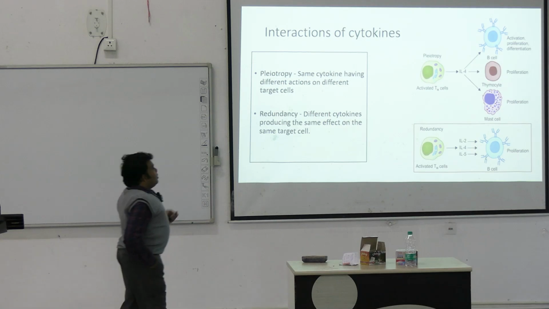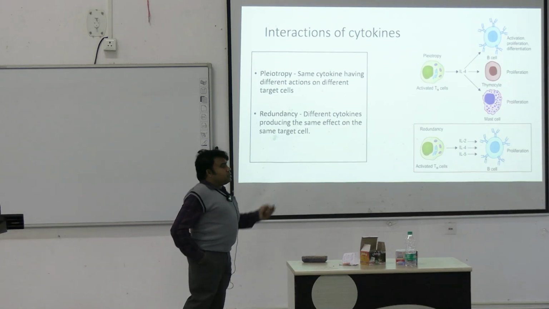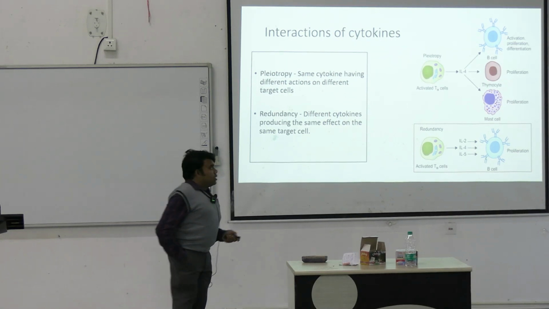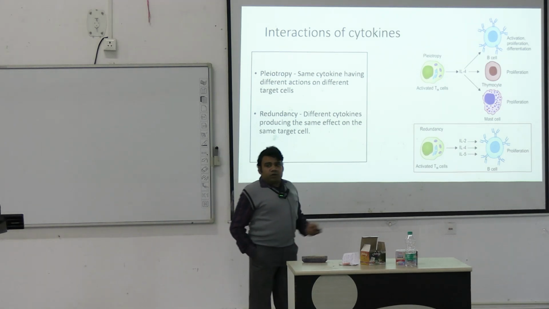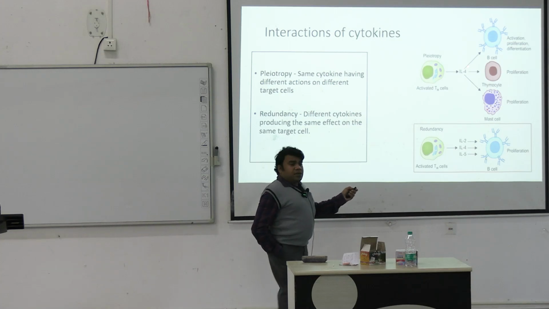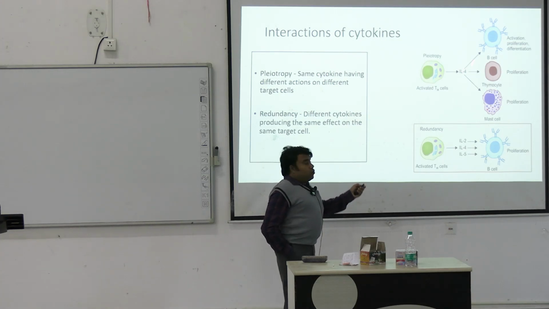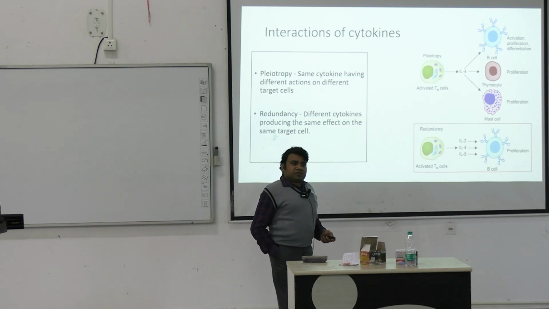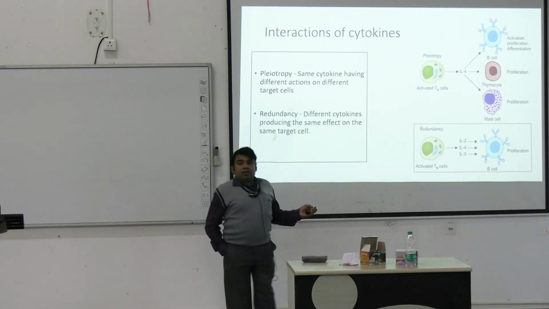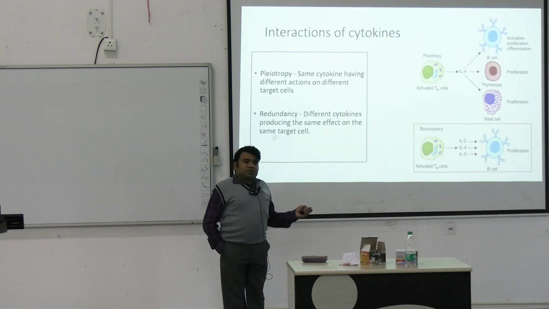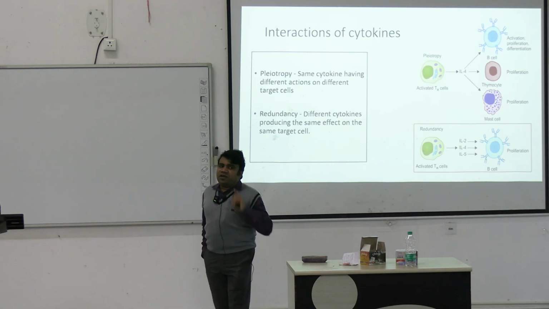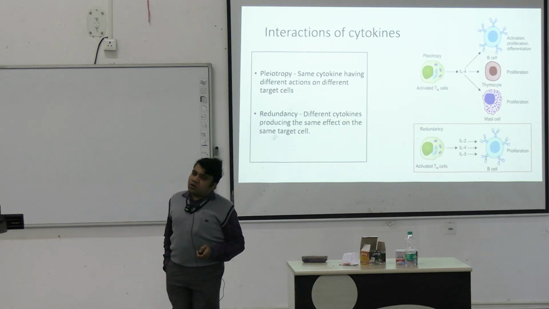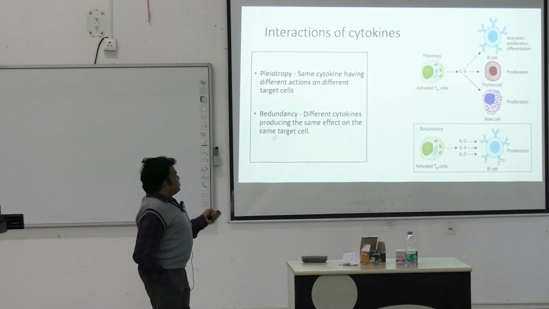These effects can also be differentiated into two types. One is called pleiotropy. Pleiotropy means suppose one cell produces one particular cytokine, interleukin 4 over here. This one cytokine will have many effects on very different cells. This is called pleiotropy. Similarly, the other thing is called redundancy. That means many cytokines are produced, and they all will have a singular effect on a particular cell. That is called redundancy. So both can be seen.